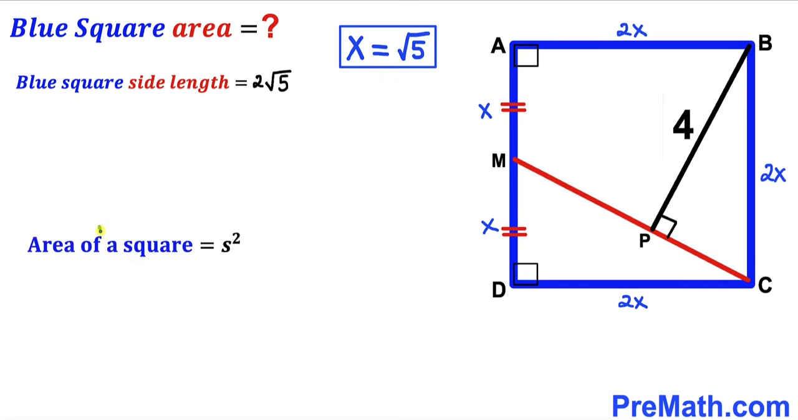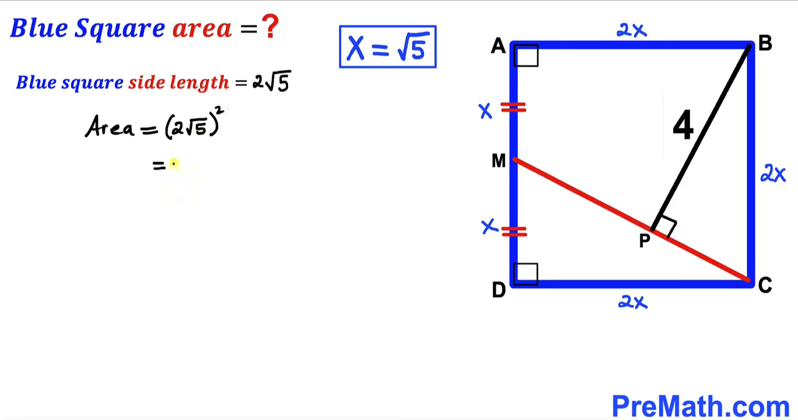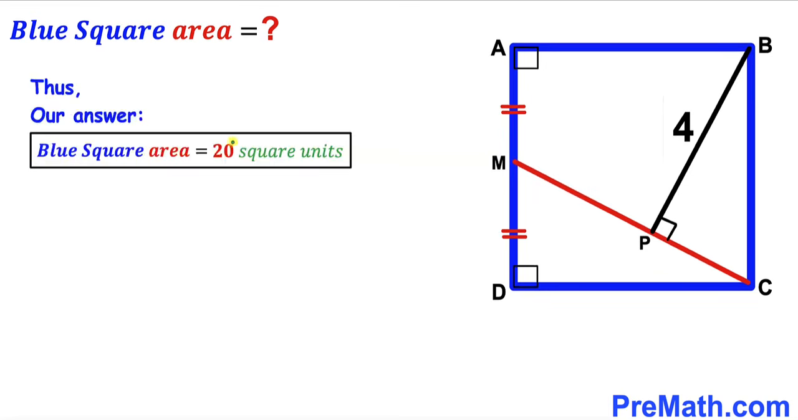Let's recall the area of a square formula: Area equals s squared, where s represents the side length of the square. In our case, the side length of this square is 2 times the square root of 5. So the area of this blue square is going to be (2 times the square root of 5) squared. The right-hand side becomes 20 square units. Thus the area of this blue square ABCD turns out to be 20 square units, and that's our final answer.